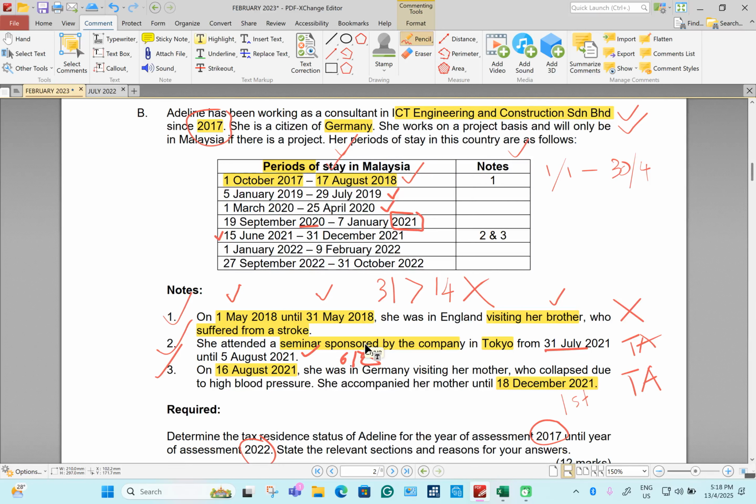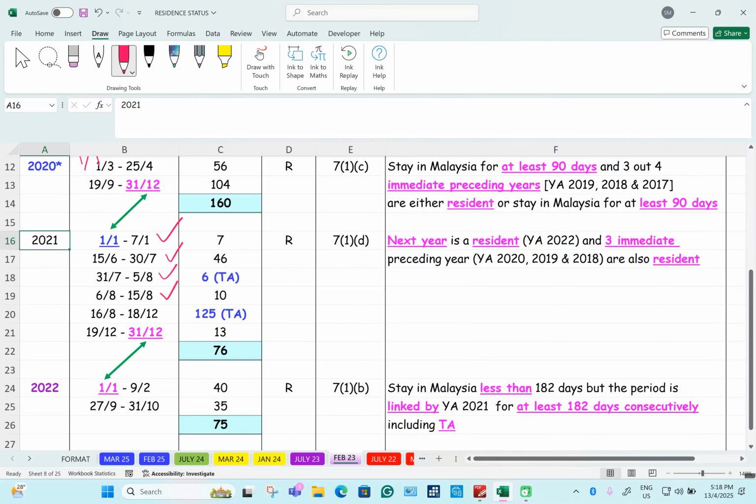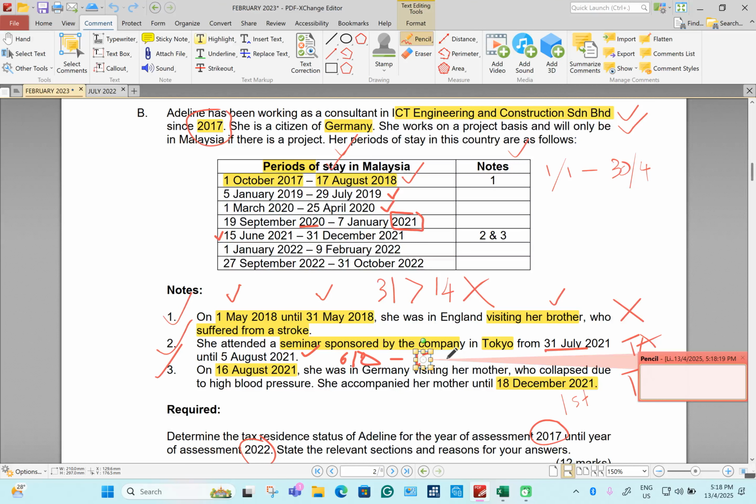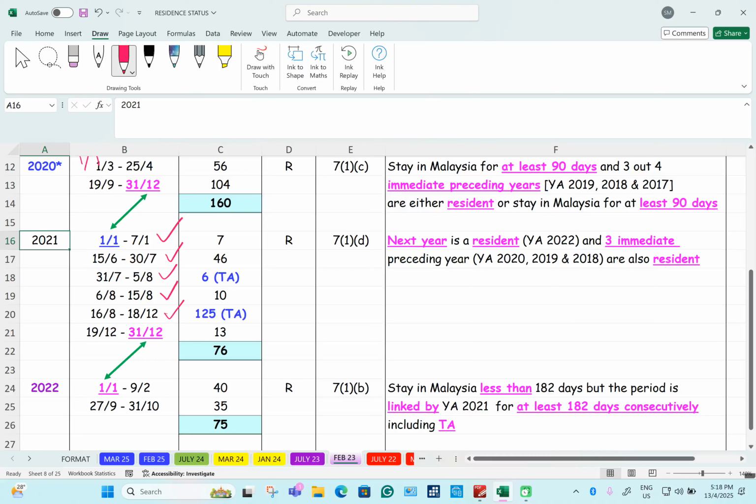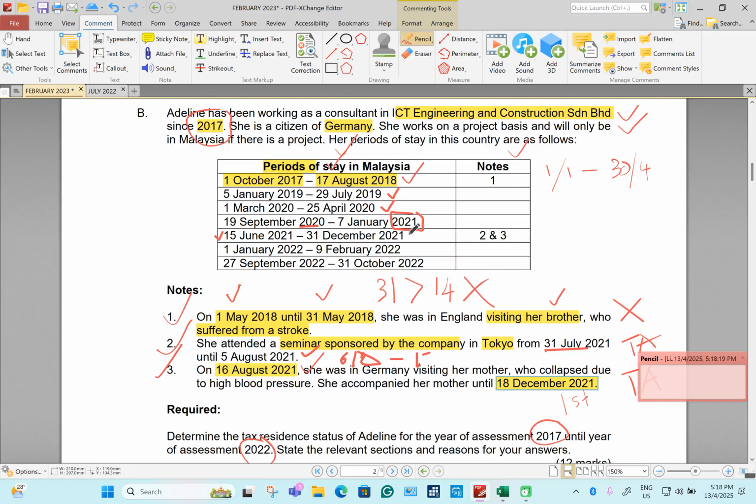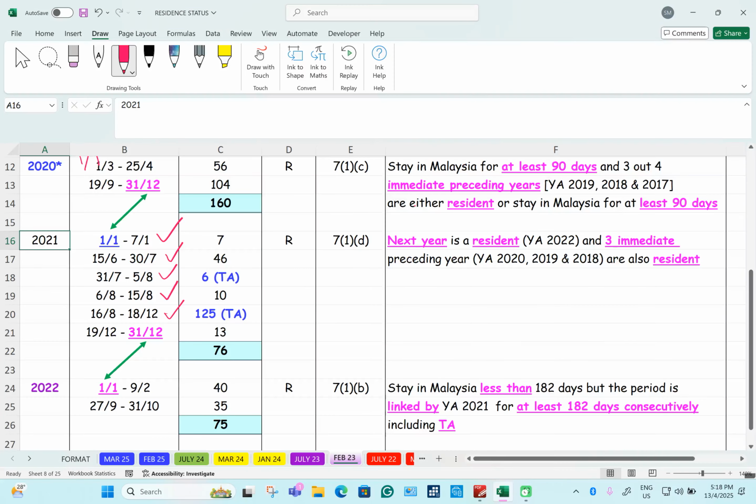But be careful, guys. 6th August and then 16th August is our TA, isn't it? So 6th August until before TA is 15 August. So 6 until 15 August. Okay, followed by TA, 16 August until 18 December 21. This one is TA. Followed by, back to this note, she was in Malaysia until 31st December. Isn't it? Until the end of the year. So TA last 18, so continue next day, 19 until 31st December. She was in Malaysia. Very complicated, the date, isn't it? So you guys need to be very careful.